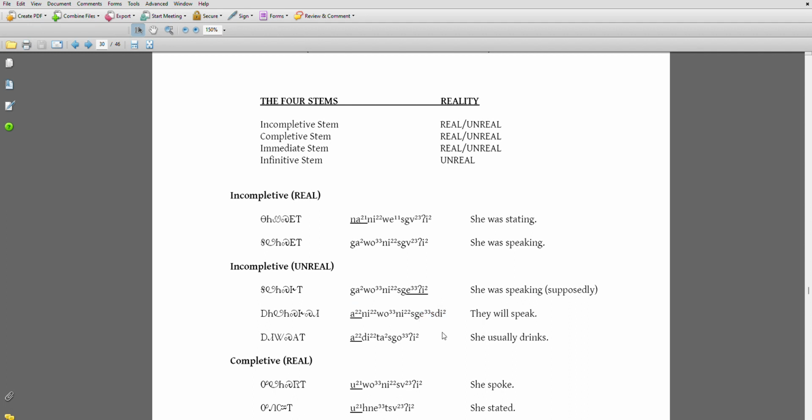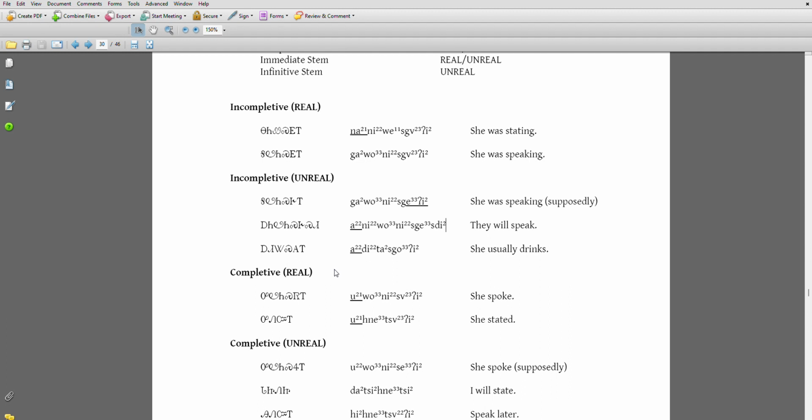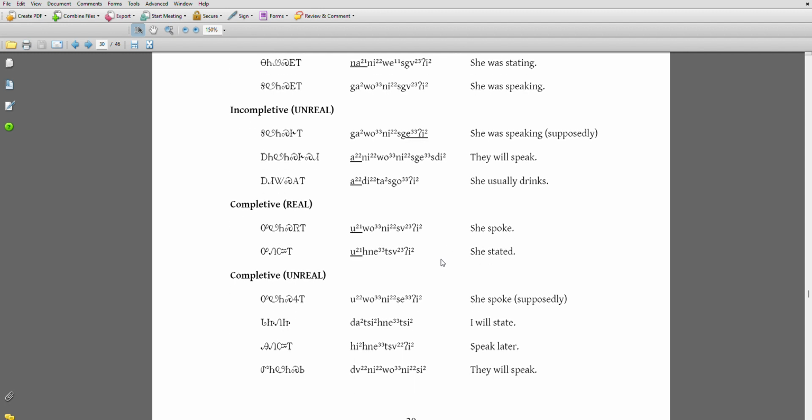Adita skoin, she usually drinks. That is not accounting for each and every single time someone drinks, which is why I discourage someone taking this as it's habitual. Because it's not habitual, it's usual, and it's also a reflection of your opinion, not a fact. Adita skoin, she usually drinks. Completive, real. Uwoni sa'i, she spoke. And unne sa'i, she stated. Those are both real things because they really happened in the past.